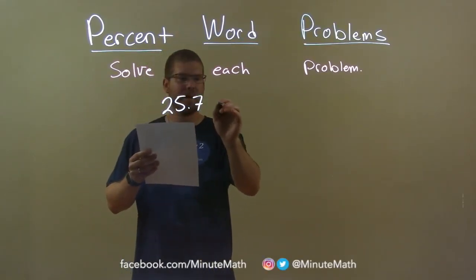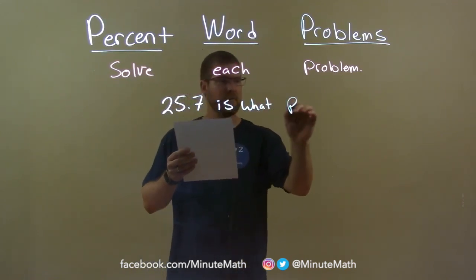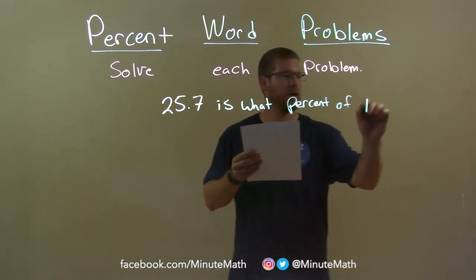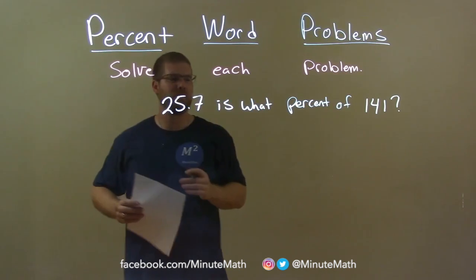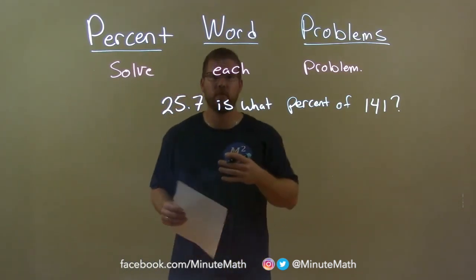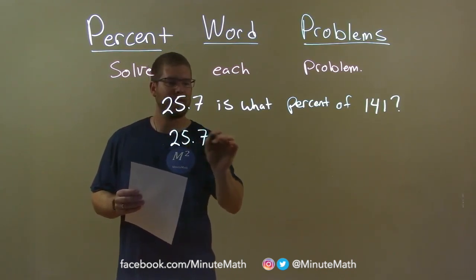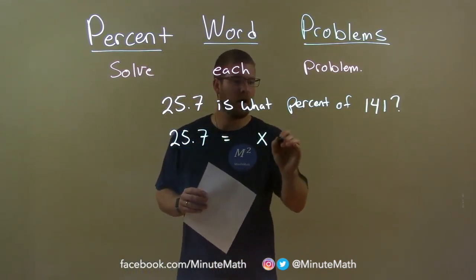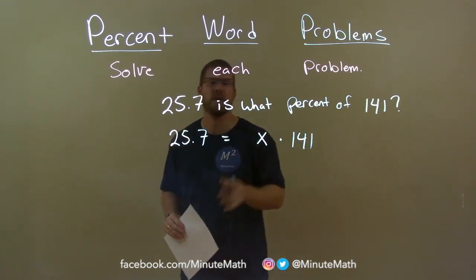25.7, it is what percent of 141? Well, 25.7 is what percent of 141? Let's write this as an equation. 25.7 is what percent, x, which we need to find, of 141. Let's do multiplication right there.